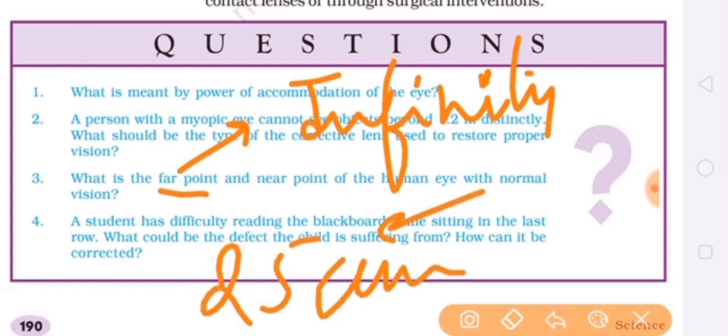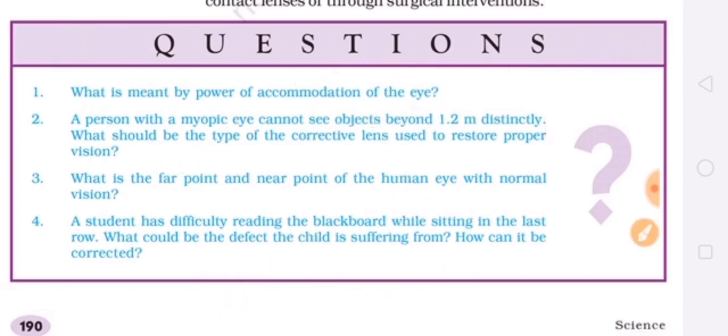And then the fourth question is, a student has difficulty reading the blackboard while sitting at the last row. So what is the defect? Defect is myopia. And how can it be corrected? It can be corrected by using a concave lens. So this was all about today's lecture.